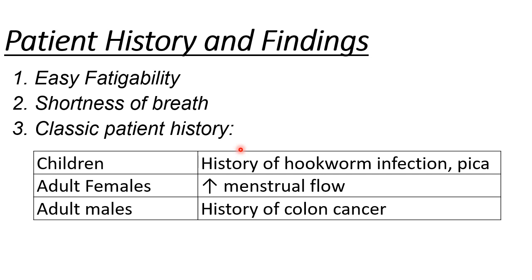So first, easy fatigability, madaling mapagod. Bakit kaya? Because oxygen, which is primarily carried by your hemoglobin, is the major component of ATP, which is yung energy natin, source of energy natin. So pag mababa ang oxygen, mababa ang energy, ang patient madalas no nagsasuffer with fatigability.